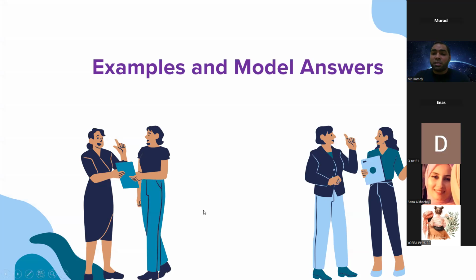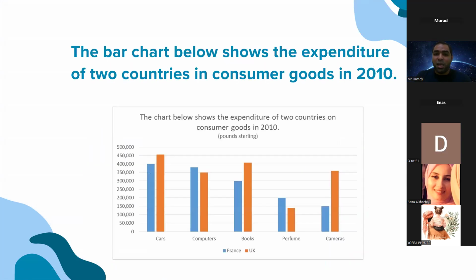I'll give you an example now, and I want you to prepare a pen and paper. Do you have it? Yes. Okay, I'll give you five minutes to think about this chart. Have a look here. The bar chart below shows the expenditure of two countries on consumer goods in 2010. Just think about what we said.